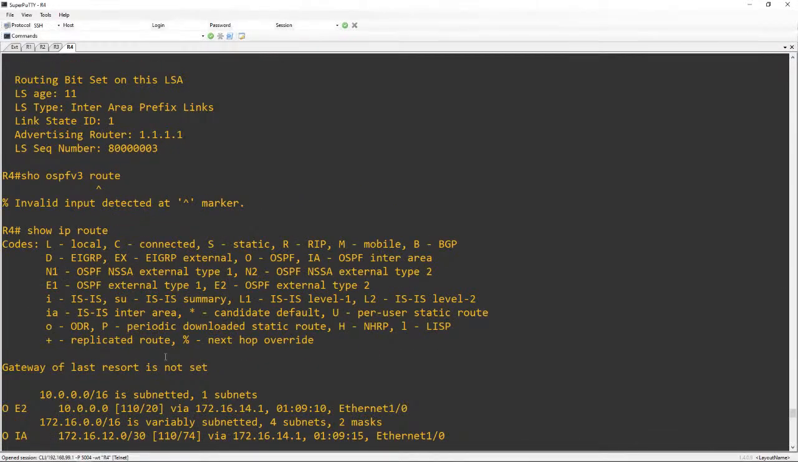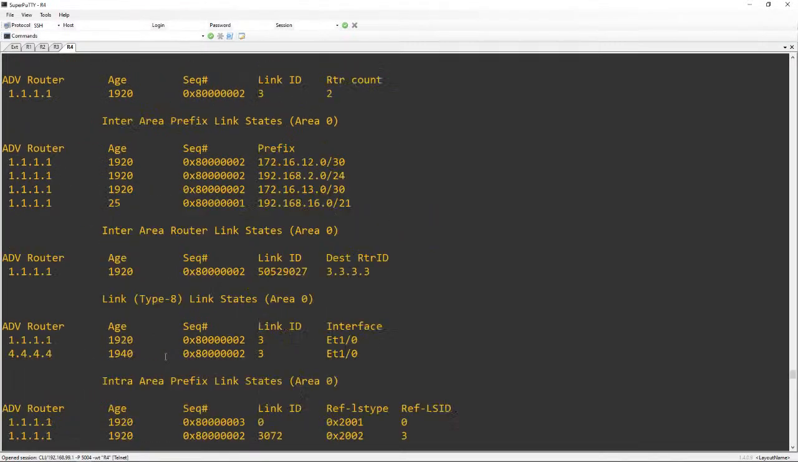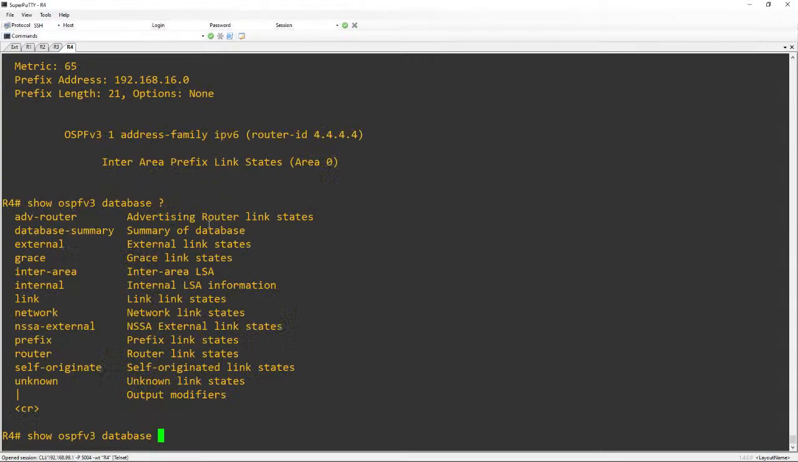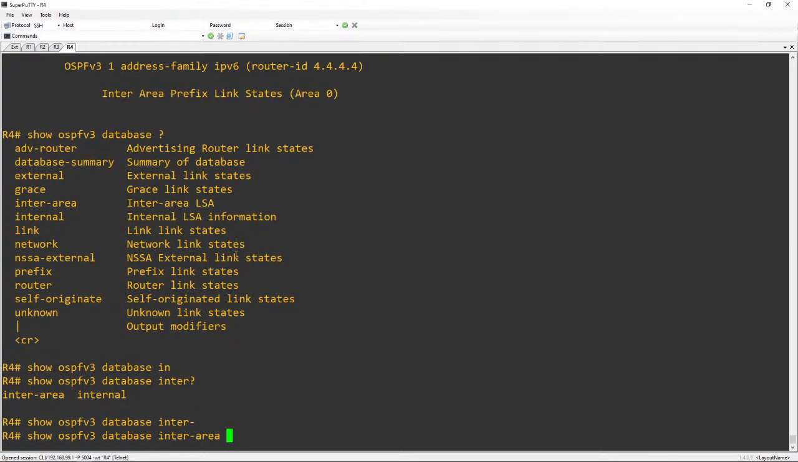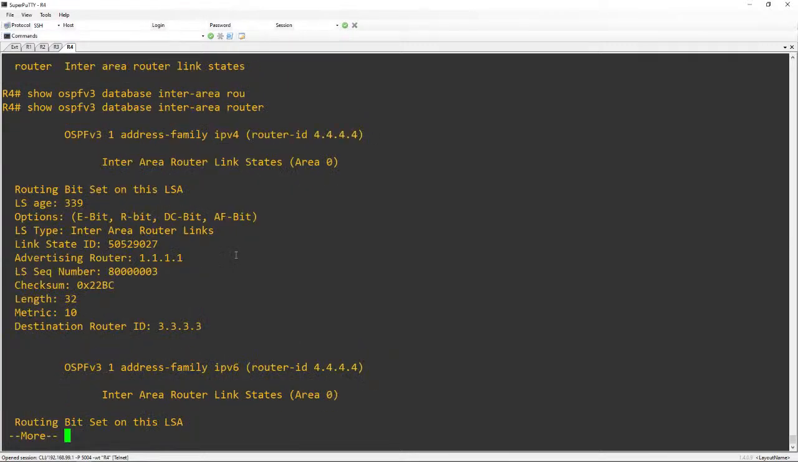All right, going back up to our database here, that's this LSA, inter-area router LSA. So I'm going to say inter-area router LSA. And this describes the reachability to the ASBR. The advertising router is router 1. So the ABR is generating this type 4 LSA, inter-area router link, but look at the destination router, 3. Okay, router 3 is the ASBR.